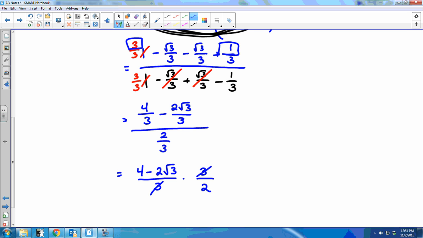So what are we going to do now? Yeah, so then we just simplify. We split this into 2 fractions. 4 divided by 2 is 2. 2 divided by 2 is 1.